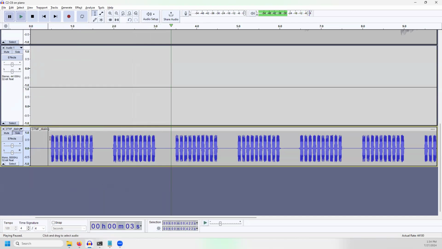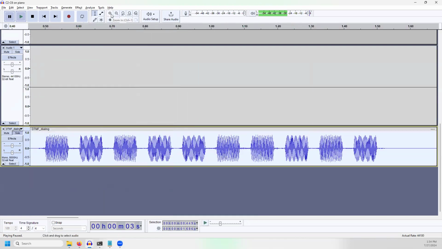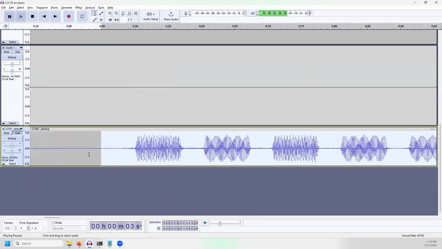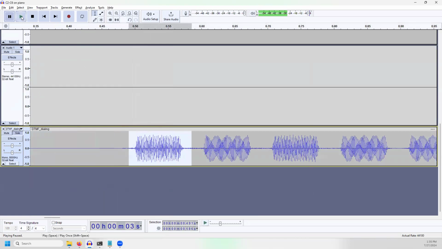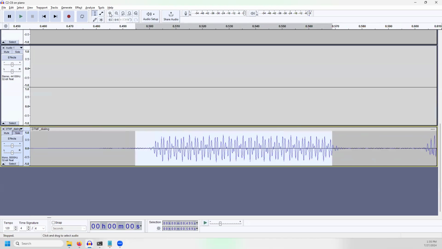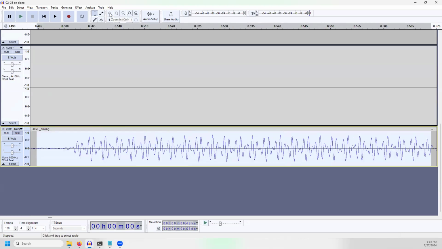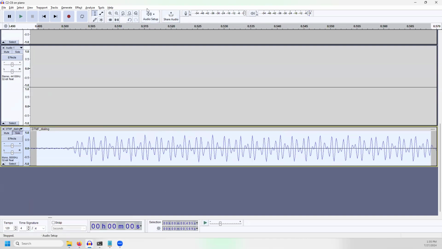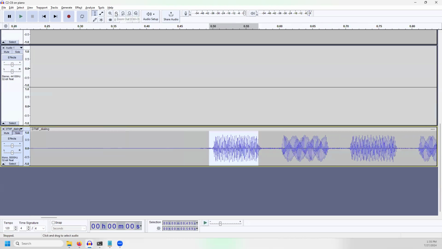Anywho, I selected this bit of the sound wave, and it's quite neat to look at these sound waves as well. I haven't zoomed in on them yet, but anywho, just getting distracted by the waves there.